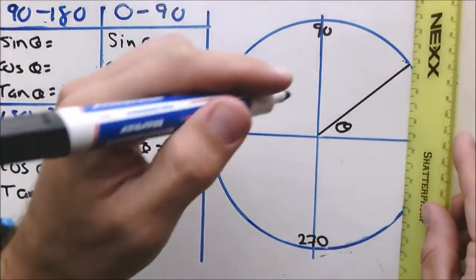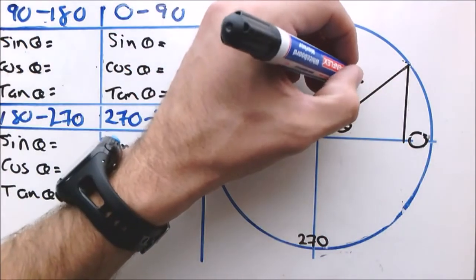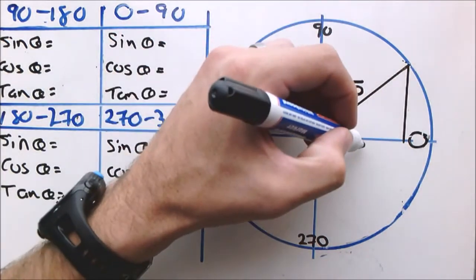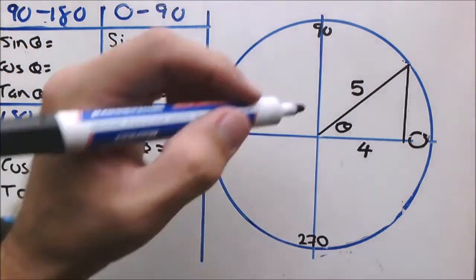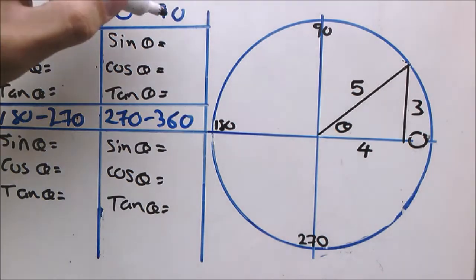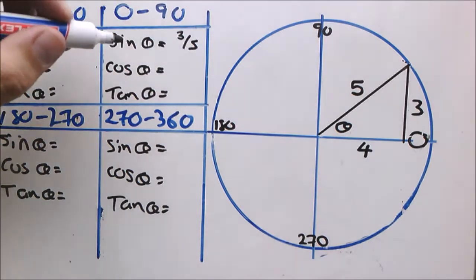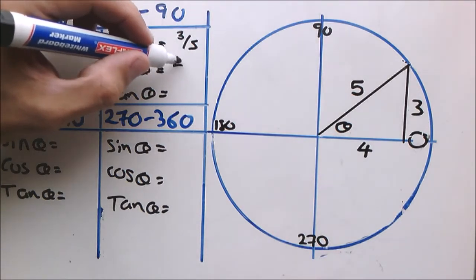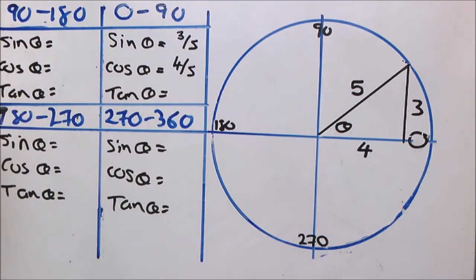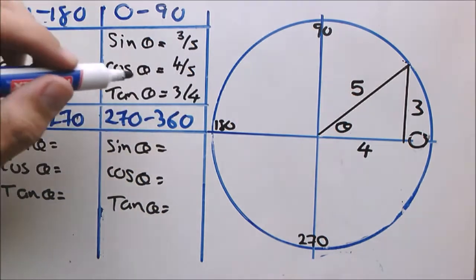and we take a well-known triangle with known dimensions. We say the radius is 5 units, that's 4 units, and this is 3 units. So in the first quadrant, if we would write down sine theta, we know sine is opposite over hypotenuse, so it would be 3 over 5. Cos would be adjacent over hypotenuse, so it's 4 over 5. And tan theta is opposite over adjacent, so it's 3 over 4.